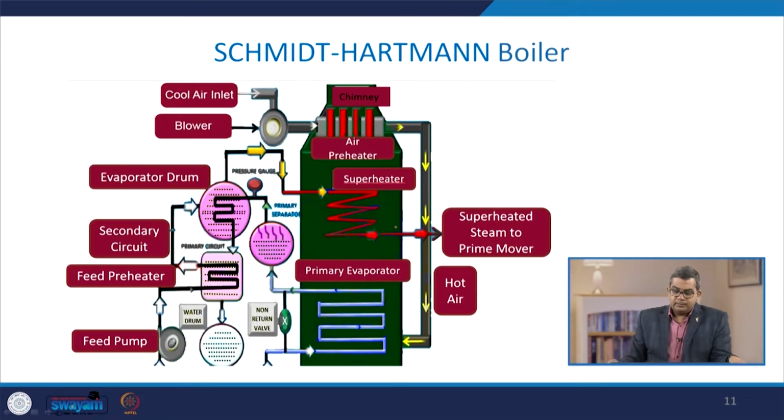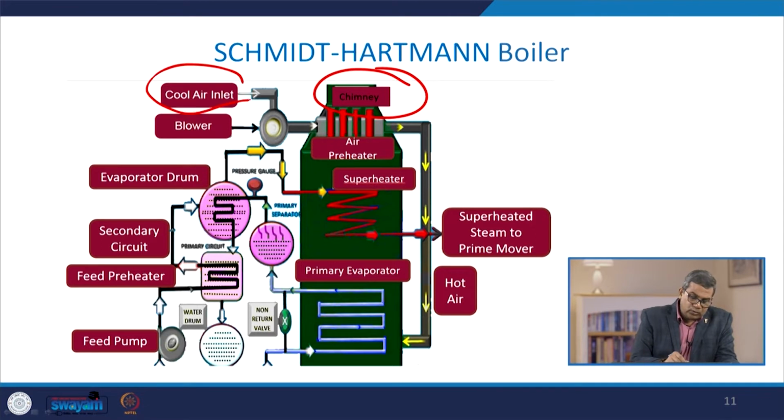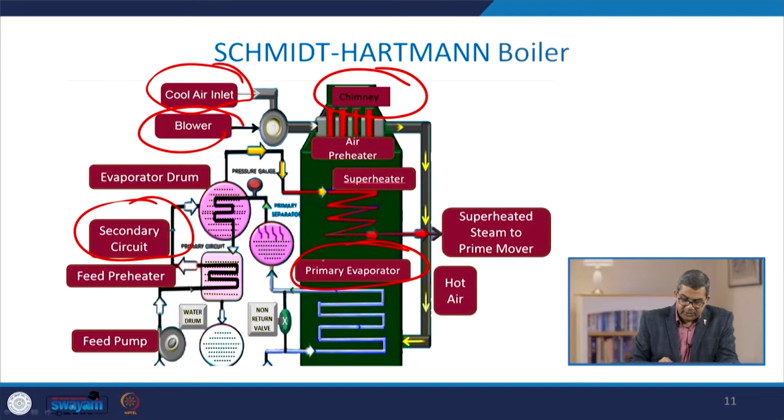Now, here you see the anatomy or pictorial diagram of the Schmidt-Hartmann boiler. Again, this is the chimney for exhaust gases. We have a cool air inlet, then the blower. Obviously, when we have an air inlet, there must be a blower. Here you see there are different circuits, the secondary circuit, and this is the primary evaporator. To maximize the efficiency there is a superheater, and here you see this is the primary separator.